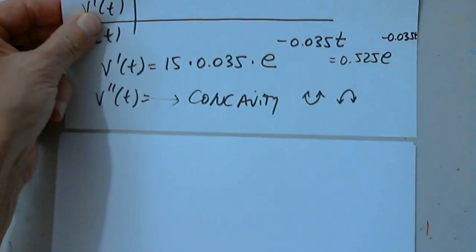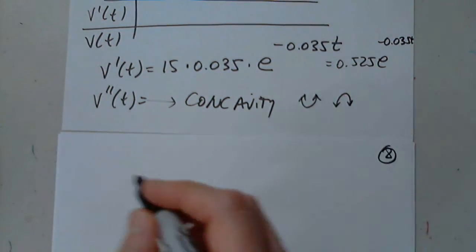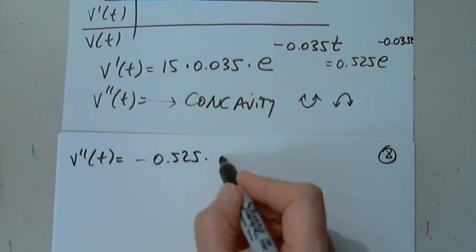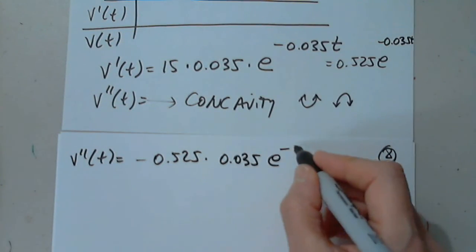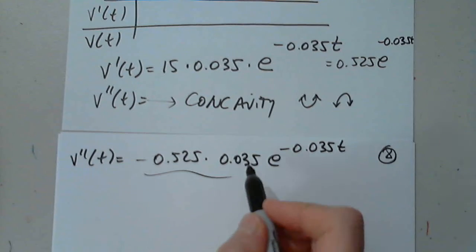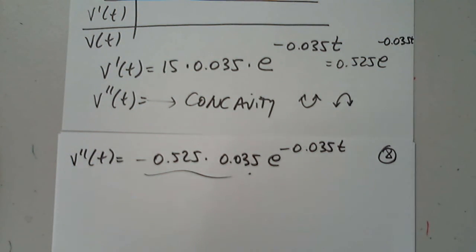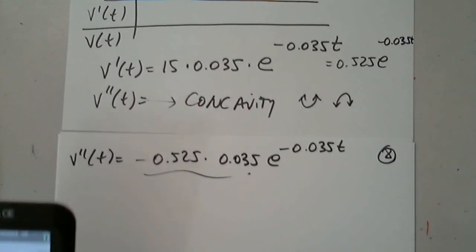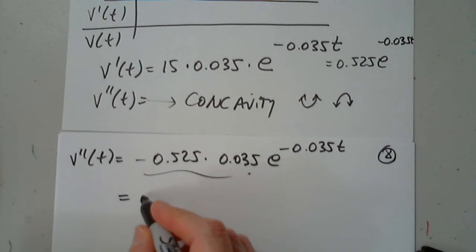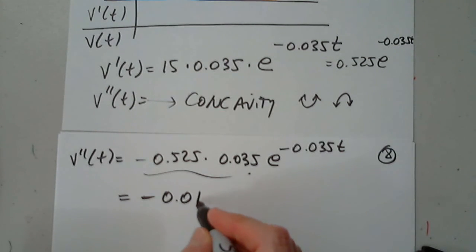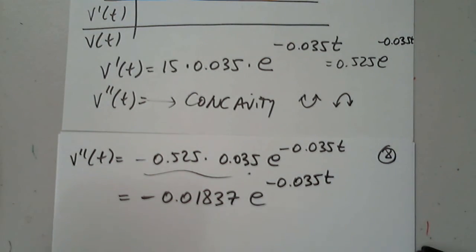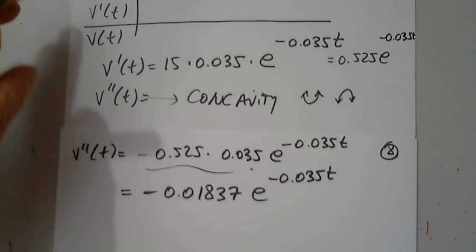Next, I have to find the second derivative by differentiating again. So the second derivative will be now negative 0.525 times 0.035 e to negative 0.035t. And now I have to multiply these two. And I had this times 0.035, and I got... I mean, who wants to graph something like this, really? I'm not going to force you to do that. There's nothing wrong with it. It's just going to take forever to find points and so on and so forth. Okay, good.